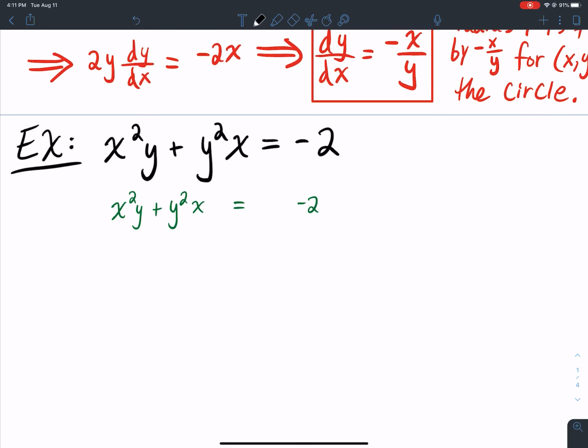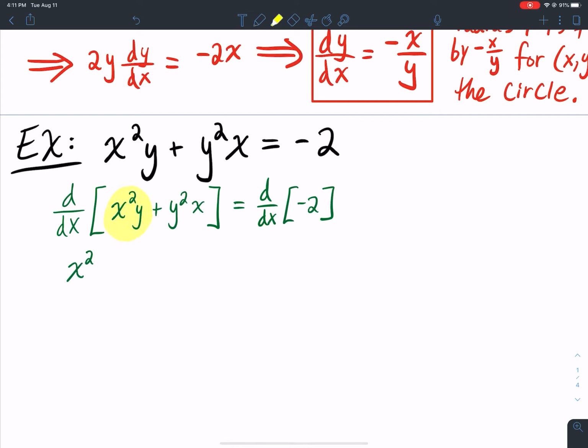So the first thing I'm going to do is take the derivative with respect to x on both sides. Okay, so if I do that, what do I get? Well, this first one here is a product. I do the first times the derivative of the second. The first is x squared times the derivative of the second. What's the derivative of y with respect to x? That's just dy/dx. And then I do the second, which is y, times the derivative of the first. The derivative of x squared with respect to x is just 2x.